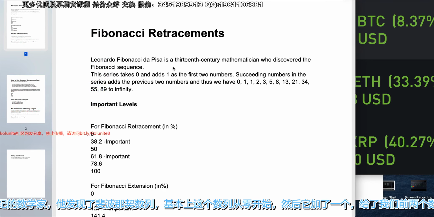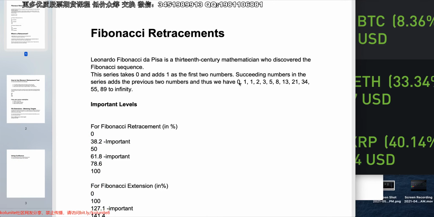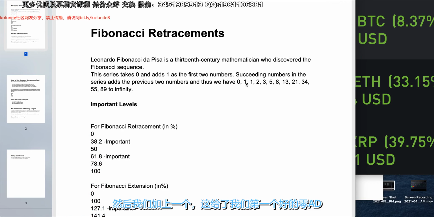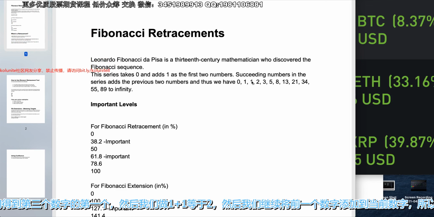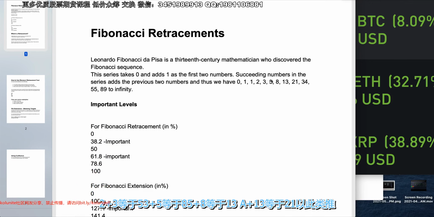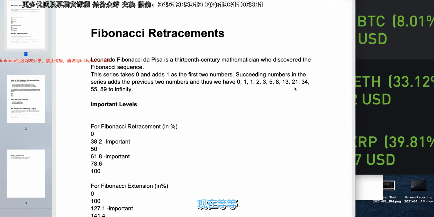Essentially, this sequence starts with 0, and then it adds 1, which gives us the first two numbers. So we have 0, and then we add 1, which gives us the number 1. Okay? 0, add 1, we get number 1 for the third number. Then we do 1 plus 1 equals 2. And then we just keep adding the previous number to the current number. So 1 plus 2 equals 3. 2 plus 3 equals 5. 3 plus 5 equals 8. 5 plus 8 equals 13. 8 plus 13 equals 21. So on and so forth.